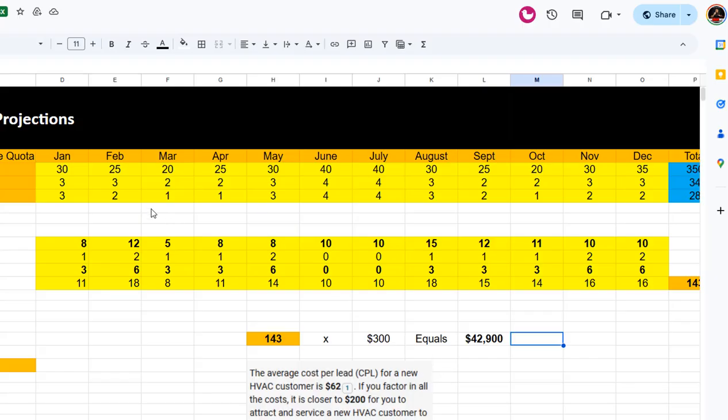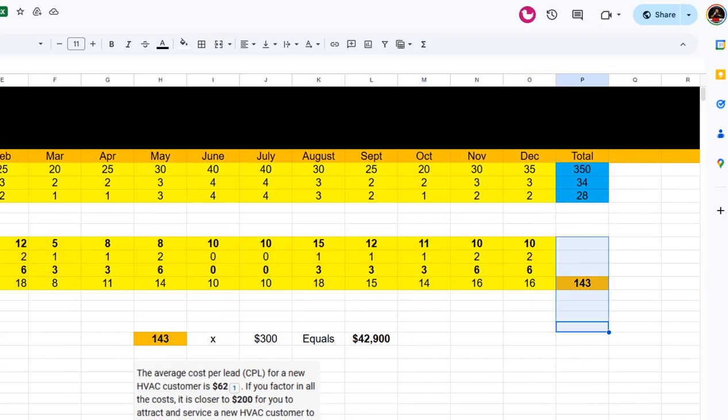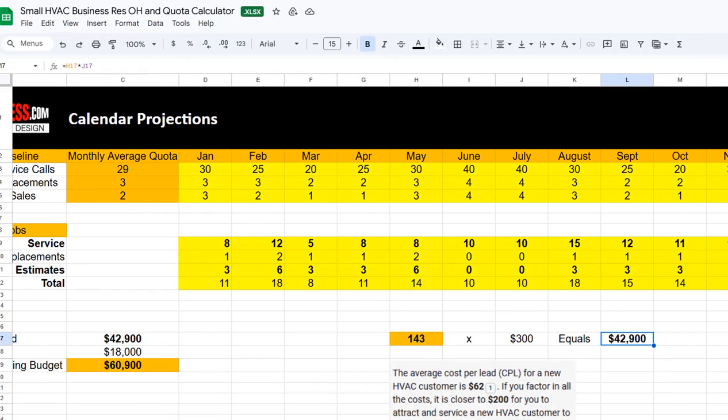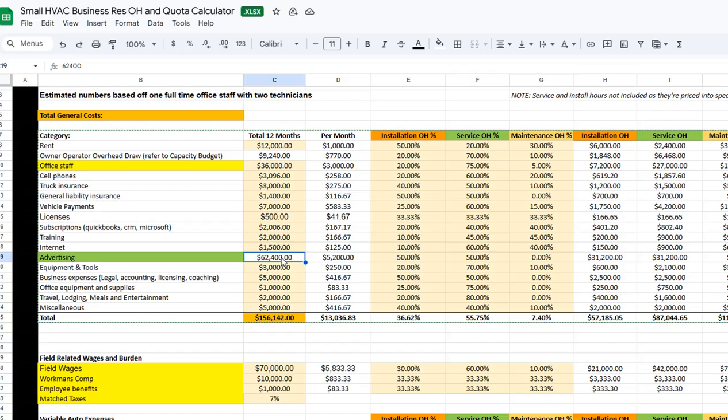And it looks like by the time we go through the whole year, in this case, we've got 143 opportunities that we paid for, either through a service call or an estimate. And if they cost us $300 a head, that's $42,900 plus my SEO. I've got to come up with $60,900 right here.